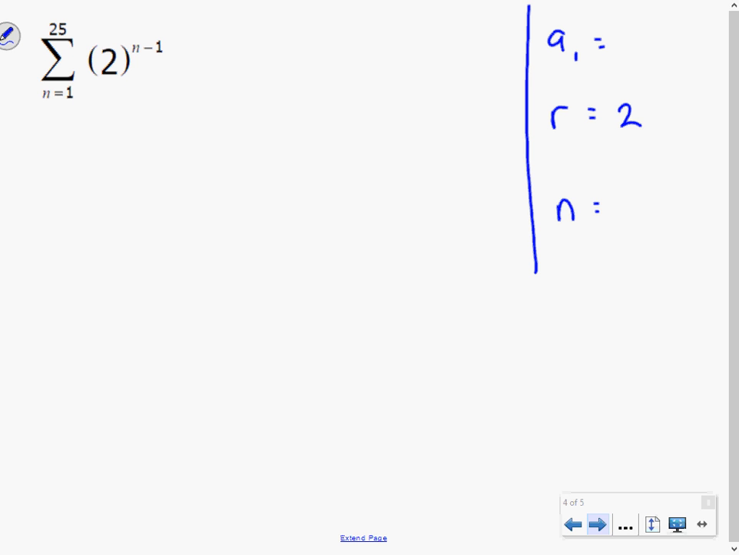So that's easy. The first term, remember we just need to plug in 1 for n. So if I do 2 to the 1 minus 1 power, that's really 2 to the 0, which we know is 1. And then if we're summing up the first through the 25th term, that means it is 25. The nice thing about this is we do not need to actually know what the 25th term is like we did with arithmetic series. So here, we can calculate our sum the same way we did previously. We're just making sure that we're plugging in our values properly and typing everything in the calculator correctly to our formula.